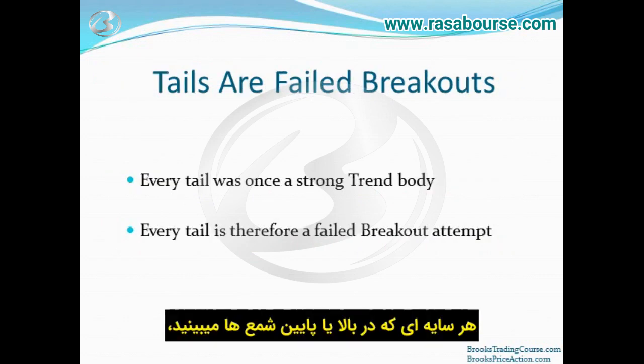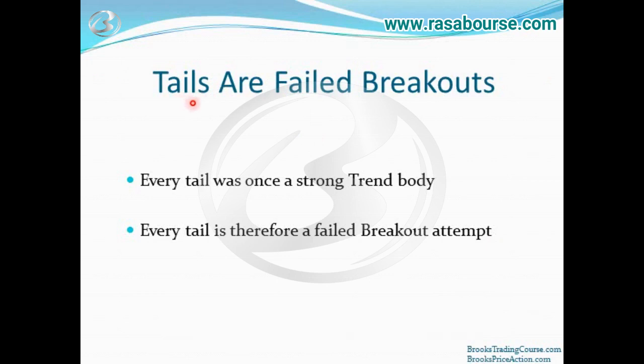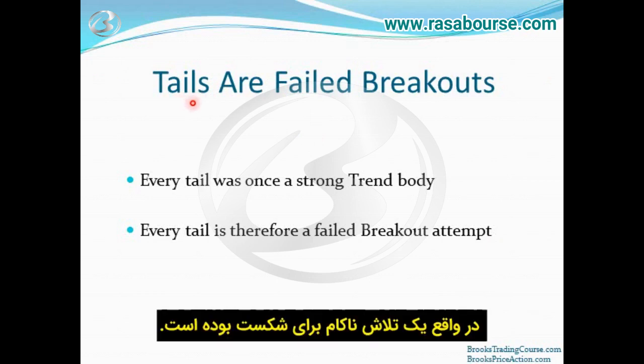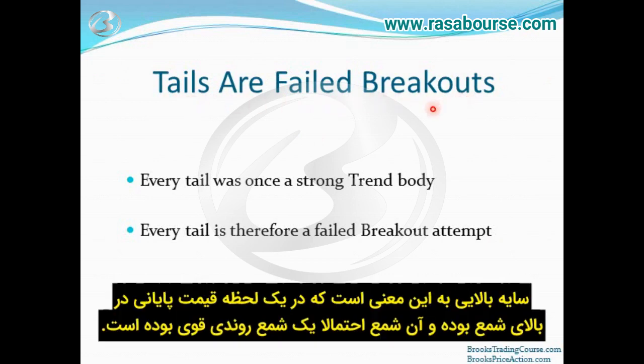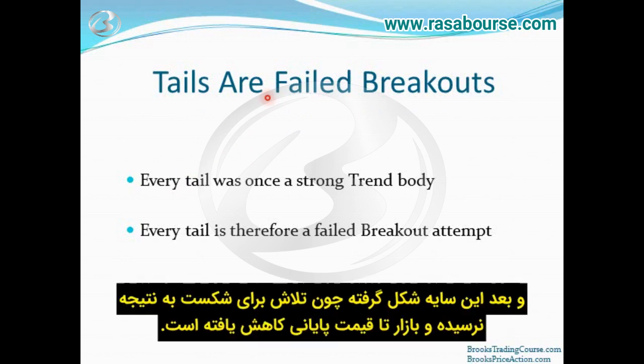Every tail that you see on the top or bottom of the bar is a failed breakout attempt. Remember, if you have a tail on the top of the bar, that means at one point the bar was at its high, and the bar was probably a pretty strong bull trend bar. That tail formed because that breakout attempt failed and the market sold off into the close of the bar.